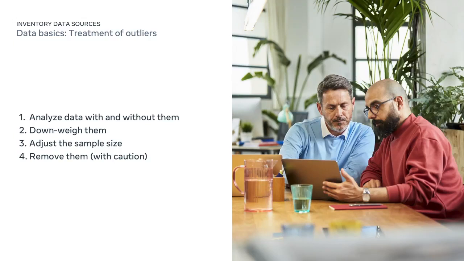The third approach is to adjust the sample size if it's large enough. You can use a trimmed mean, which is a method of averaging that removes a small percentage, such as for instance 5%, of the largest and smallest values before calculating the average. Alternatively, you can calculate the winsorized mean. A winsorized mean is calculated after replacing the highest and lowest values with the data points closest to them.